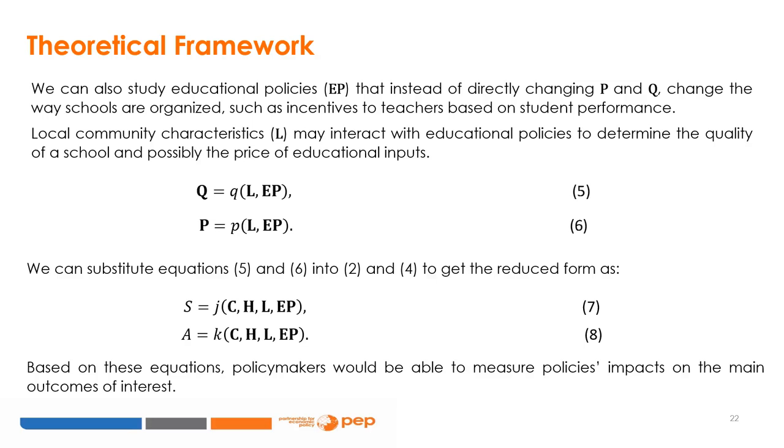Local community characteristics, L, may interact with educational policies to determine the quality of a school and possibly the price of educational inputs. We can then write Q as a function of L and EP, and P as a function of L and EP, and substitute these equations 5 and 6 into 2 and 4 to get the reduced form of S as a function of C, H, L, and EP, as well as the reduced form of A as a function of C, H, L, and EP. Based on these equations, policymakers would be able to measure policies' impacts on the main outcomes of interest.